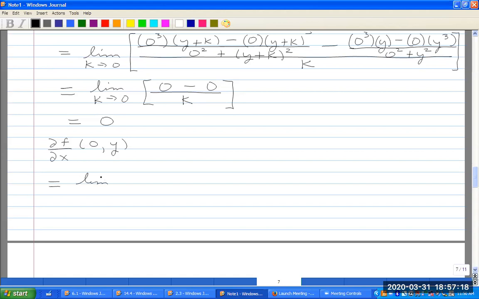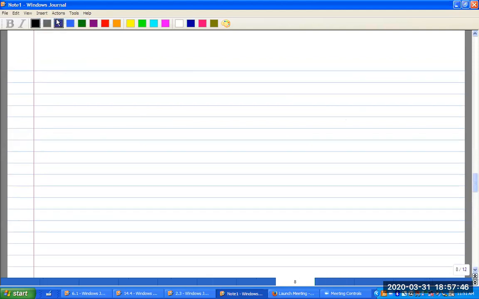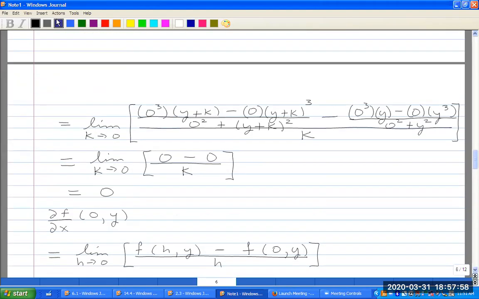This is the limit as h goes to 0 of f of h, y minus f of 0, y over h. I'm trying to do this without taking the partials. I may have to take the partials, but okay.